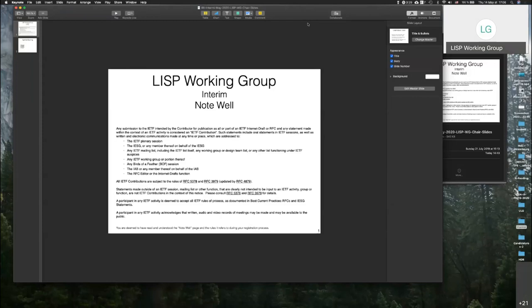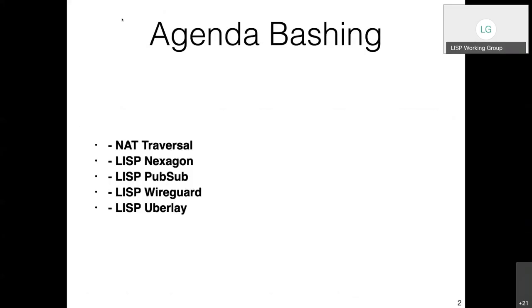The objective of having an interim meeting today was actually not to have the usual update on where we are, but rather to trigger some discussion on where we will go, and discuss technically the presentations that will follow. Namely, we would have NAT, Nexagon, Publish Subscribe, WireGuard, and Uberlay. I asked the presenters to tailor the presentation in a way to trigger discussion, not just to make an update on the draft. So let's hope that this will work out for everybody.